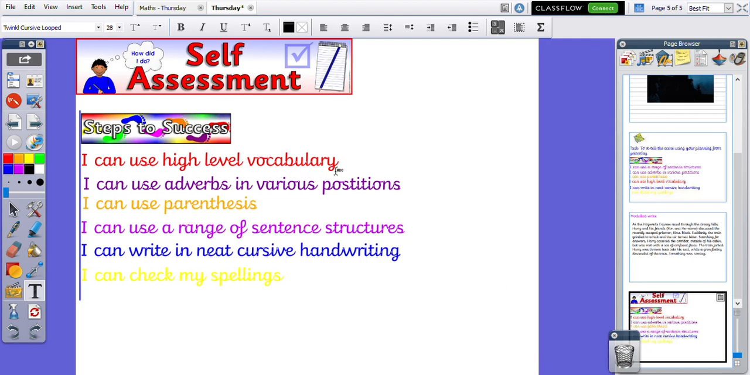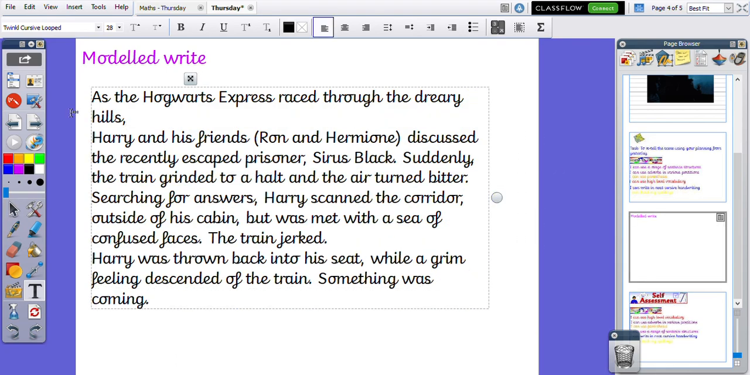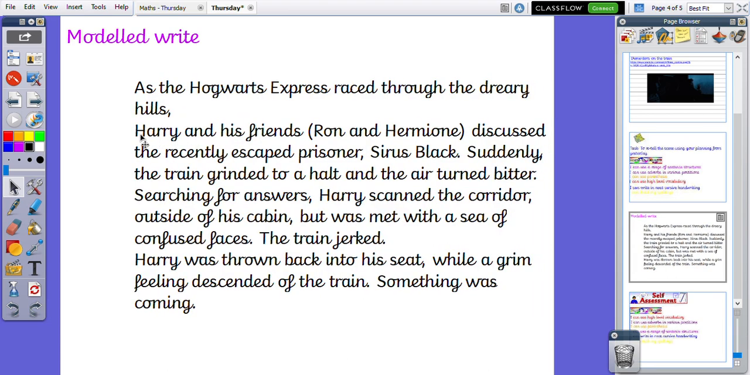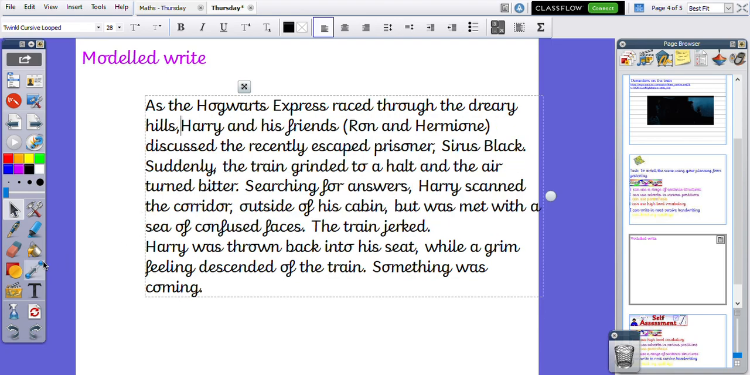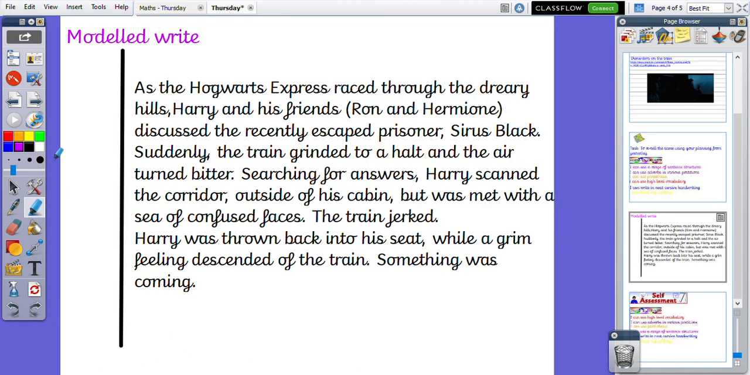So have I used high-level vocabulary? Have I used adverbs in various positions? Can I use parentheses? Can I use a range of sentence structures? Can I write a neat cursive handwriting? Have I checked my spellings? Okay, so first I'm going to go through and look for my high level vocabulary. So what I want to do is make this a bit shorter. And I'm going to put in my margin, and then I can put my marking codes in like you will. Okay, so I've got my yellow highlighter. You guys might just underline with a pencil.